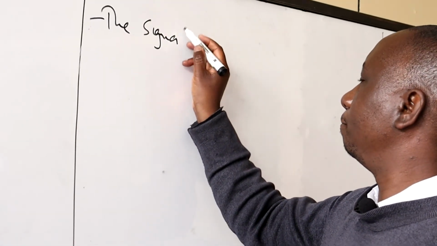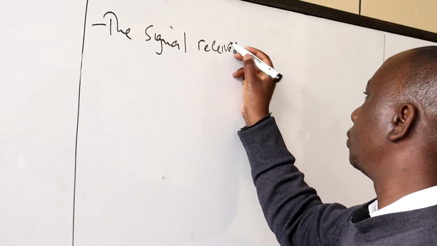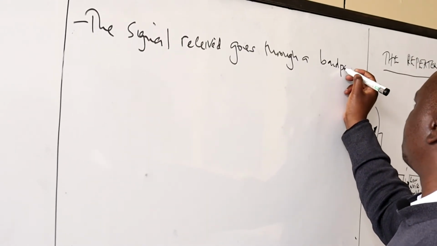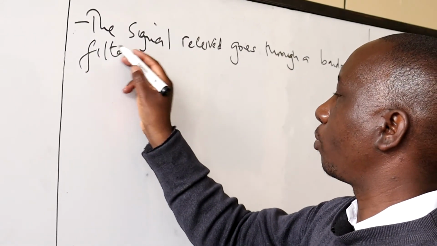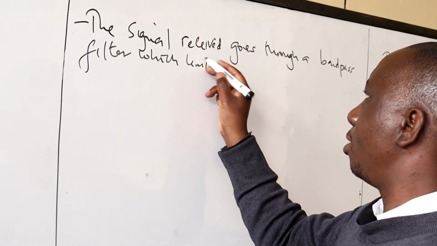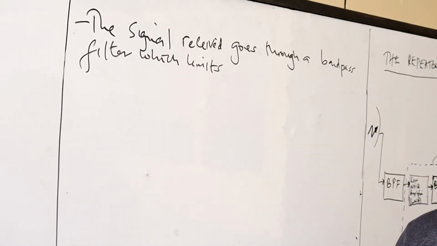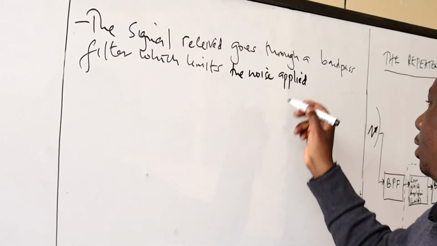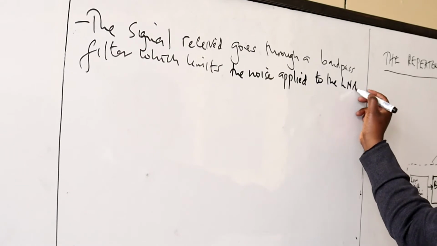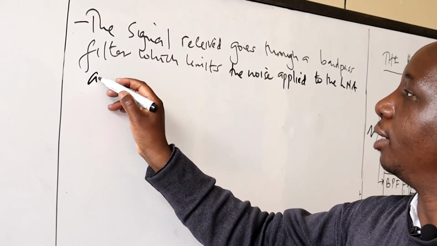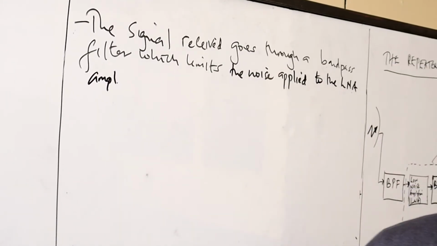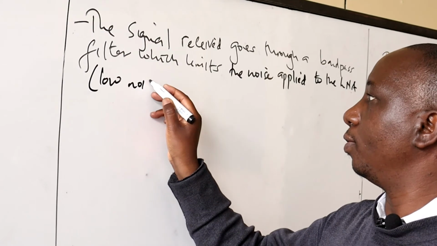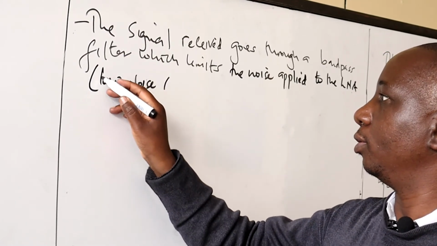So the signal received goes through a bandpass filter, which limits the noise applied to the LNA, the low noise amplifier.